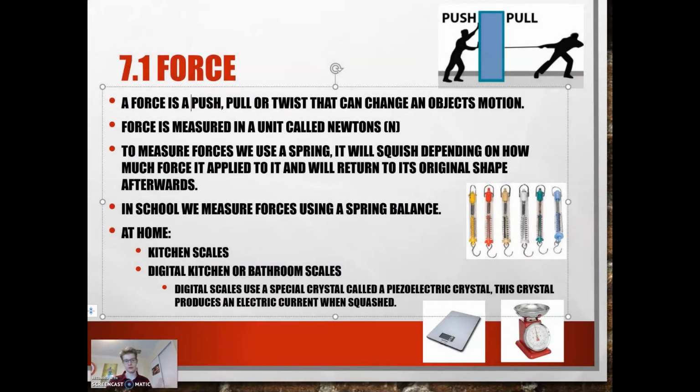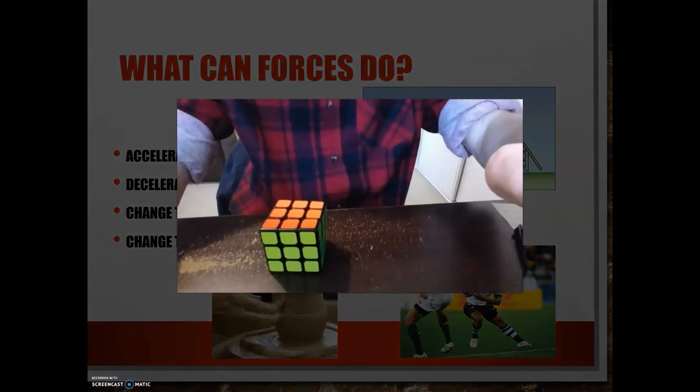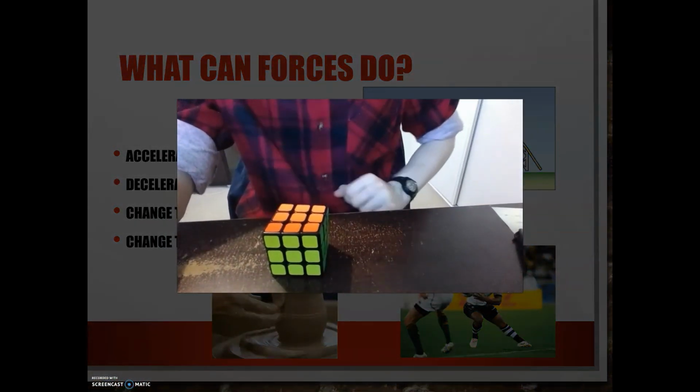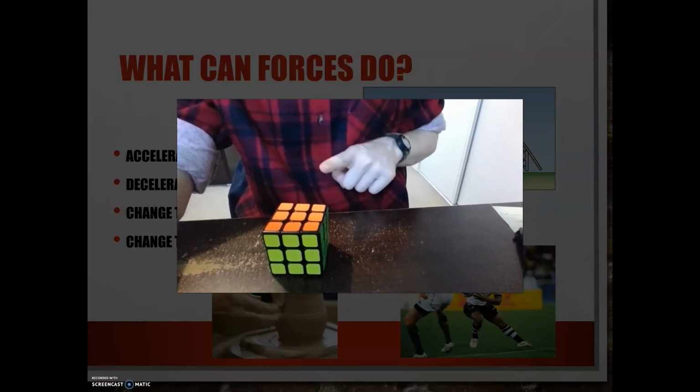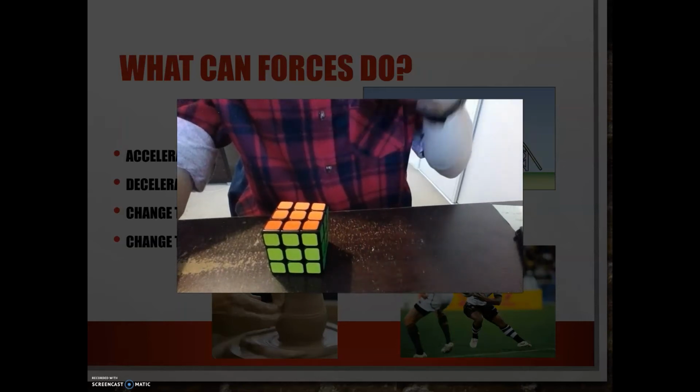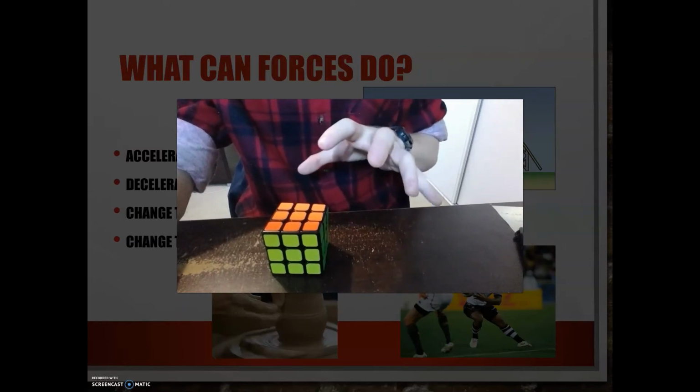Now, what can forces do? Forces can speed up an object, or slow something down. They can change the direction an object is moving, or change the shape of an object. With that in mind, if I just set this Rubik's Cube on this table, are there any forces applied to it? The answer is yes, there still are forces being applied to this Rubik's Cube right now. It's not moving, that's fine, but there still are forces applied to it.